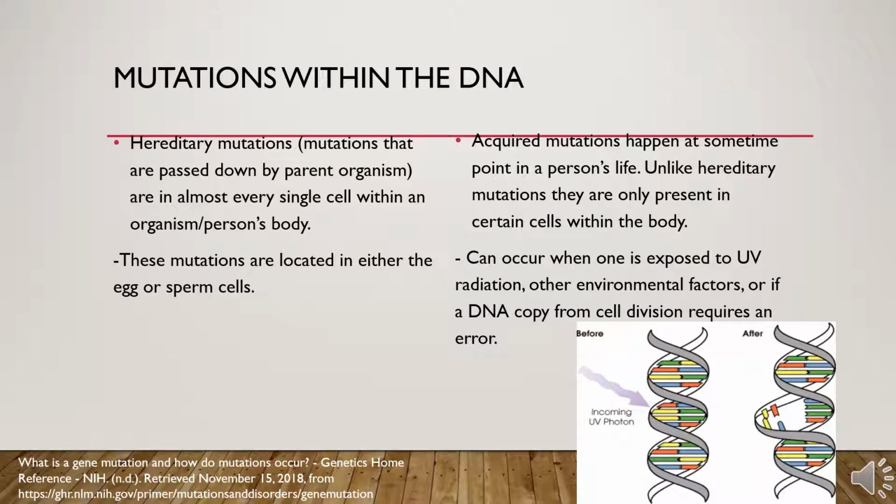Hereditary mutations are also only located in certain cells of the body. Different factors that can contribute to acquired mutations are environmental factors, UV radiation, chemical exposure, or if a DNA copy from cell division has an error. In the photo on this slide, we see a DNA strand and then a DNA strand after the DNA copy. We can see the middle broken up and slanted, and that is a mutation within that DNA.